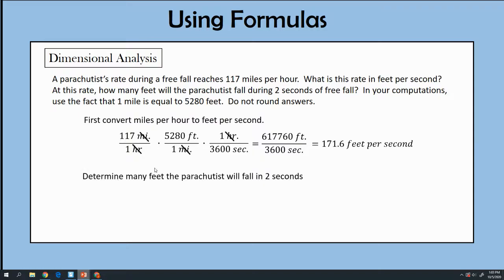All right, how far would this parachutist fall in 2 seconds based on this new feet per second measure? So we know it's 171.6 feet in 1 second times 2 seconds over one. The seconds cancel, and I'm left with 2 times 171.6, or 343.2 feet is how far this person would drop in 2 seconds. All right, so that took a little bit more, same concept in the end.